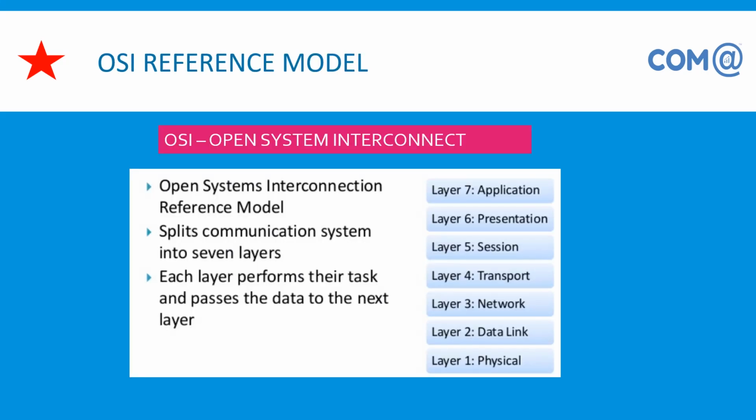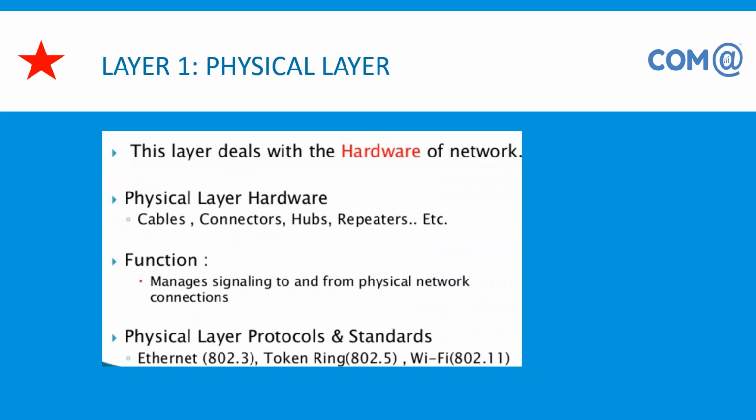OSI is Open System Interconnect, and it splits the communication system into 7 layers, and each layer performs its task and passes the data to the next layer. Each layer will have the data in a different format. We'll see that in individual layers. So layer 1 is the physical layer.